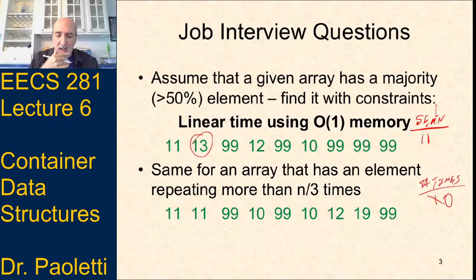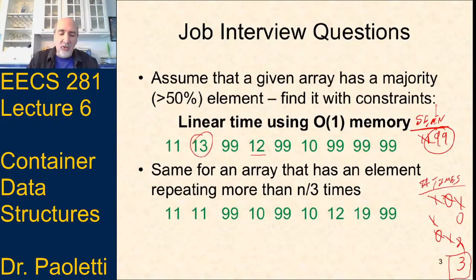So I say, okay, I saw a 13, it canceled out the 11. Oh, wait, I've seen a 99, and I've seen it once. Oh, wait, I saw a 12. That 12 canceled out that 99. Then I saw a 99. I've seen it once. Oh, wait, the 10 canceled it out. I've seen a 99. I saw another 99. I saw a third 99. So when I get to the end, if this count is greater than 0, I might have a majority element. I might not. We'll look at a counterexample in just a second. So now I think 99 might be a majority element.